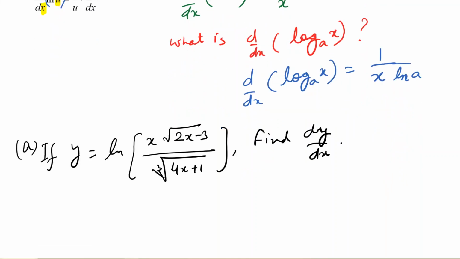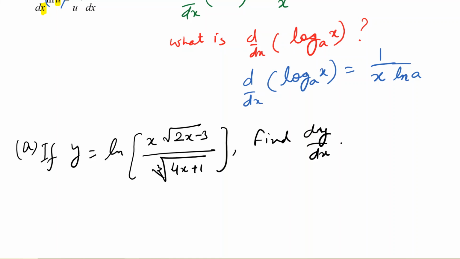Let's say we want to do this example. y is ln of x times the square root of 2x minus 3 over the cube root of 4x plus 1. We need to find the first derivative of this. This looks like a really complicated problem because here you have u times v, a product of two terms on the top, and then again we have something in the denominator. But all log problems can become easier if you use the laws of logs.